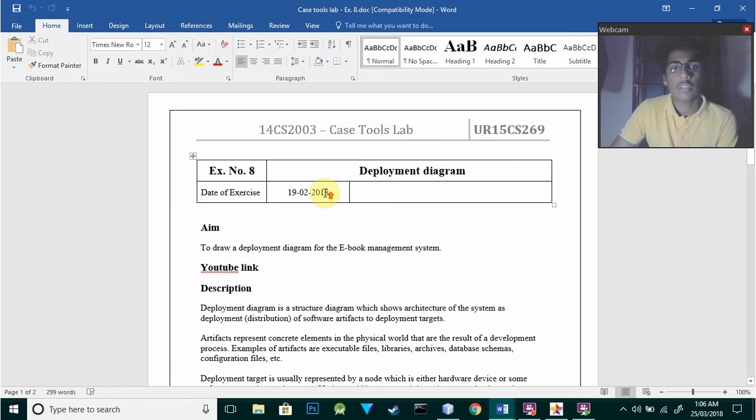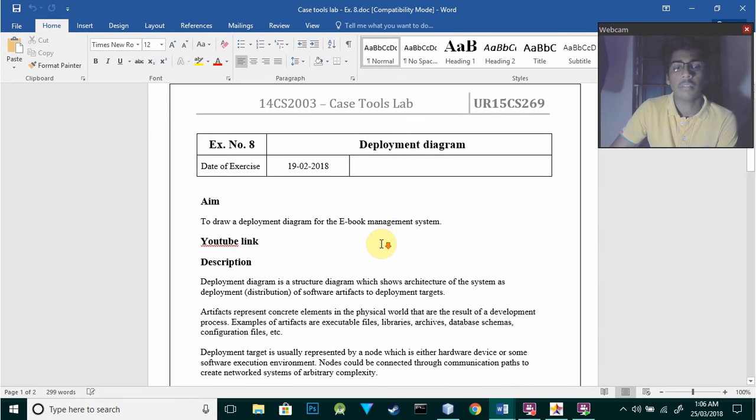Everyone, this is Rishwa George and this is my CASE tools lab experiment number 8, that is about the deployment diagram. So here we are going to make a deployment diagram for an ebook management system.